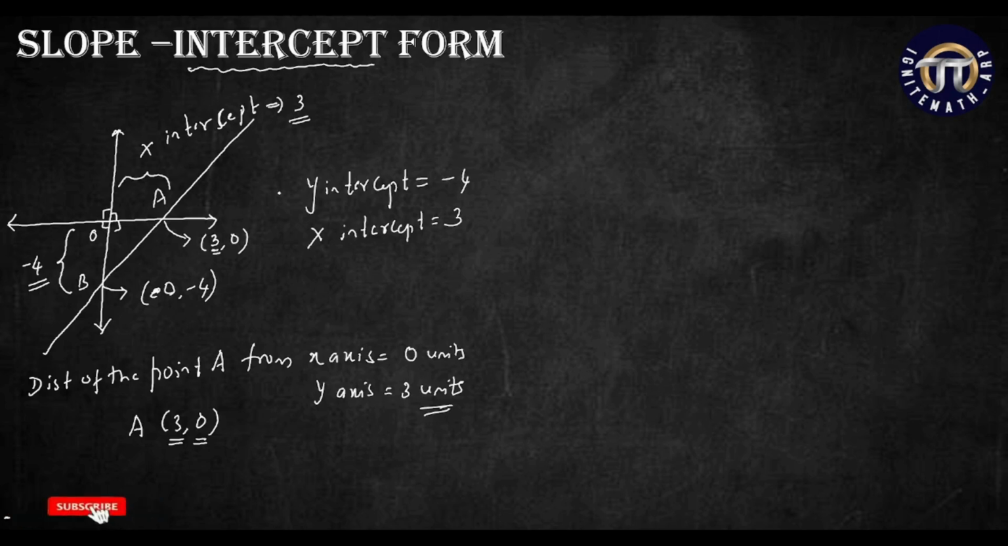Clear, children? So I can easily say that the y-intercept is nothing but the ordinate of the point where the abscissa is 0. The x-intercept is nothing but the abscissa of the point where the ordinate is 0. Clear, children?